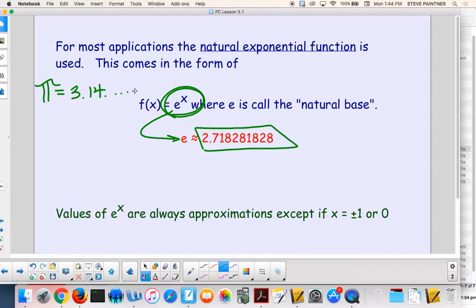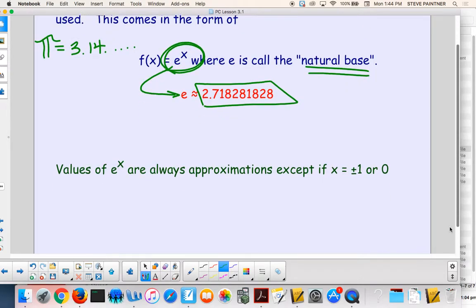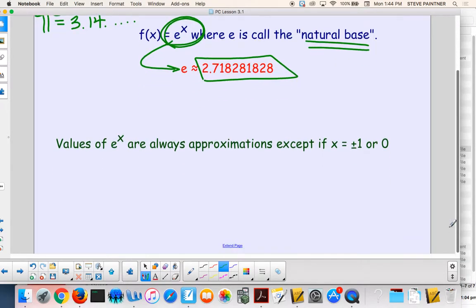Okay? Now, guys, e is called the what? It's the natural base, and that's what they call it. Now, e, like I said, was programmed in your calculator. You will use your calculator all the time except for a couple. It says here, values of e to the x are always approximations except if x is what? 1, -1, or 0. So do all three of these. See what you get. These are the only 3 times you don't need your calculator.